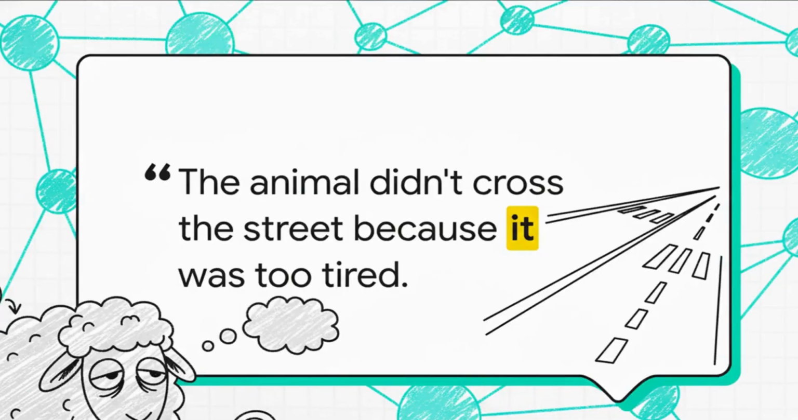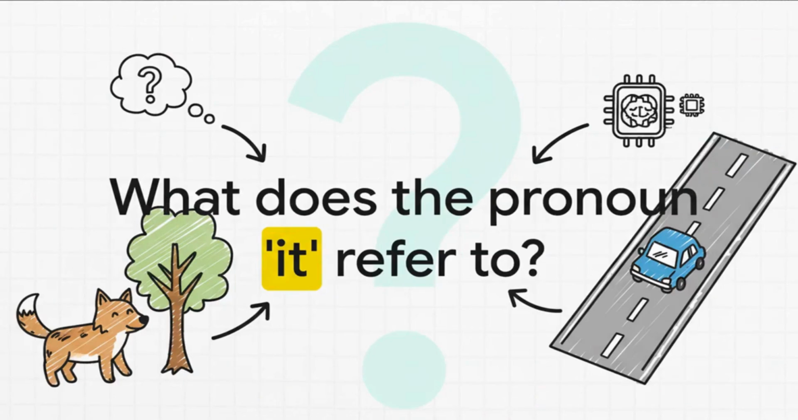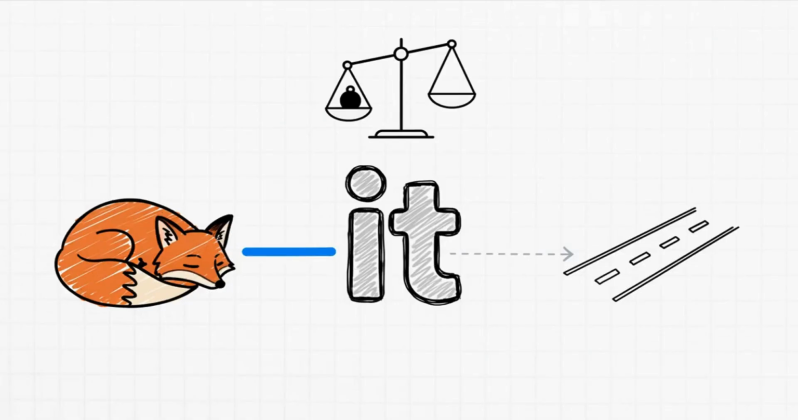Here's a sentence. The animal didn't cross the street because it was too tired. Seems pretty simple for us humans to understand, right? But for a machine, there's a real ambiguity here. What does the word "it" actually refer to? Is it the animal or is it the street? We know this intuitively, but a machine has to figure it out by looking at the connections between all the words. And this is what brilliantly illustrates the power of self-attention.